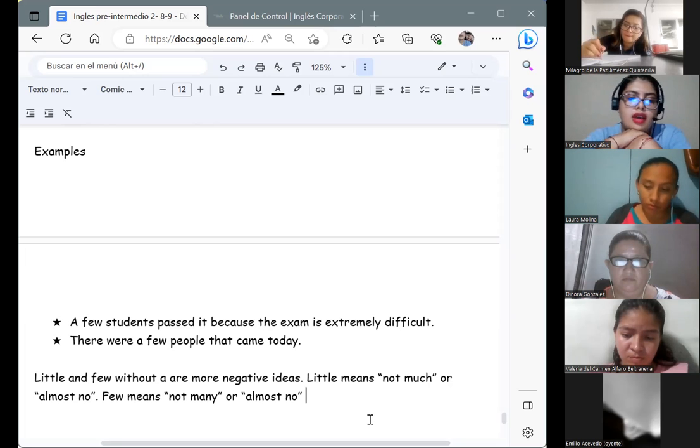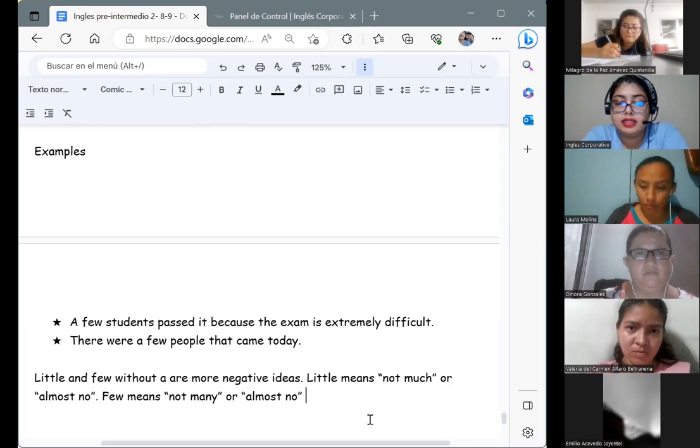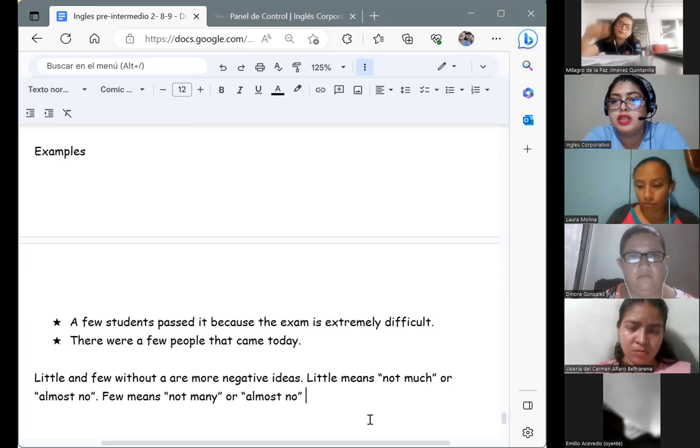Okay, in this case, these expressions without the article are more negative ideas. In this case, it's related to negative ideas. Little means not much or almost no, and few means not many or almost no. In this case, we have the same thing.